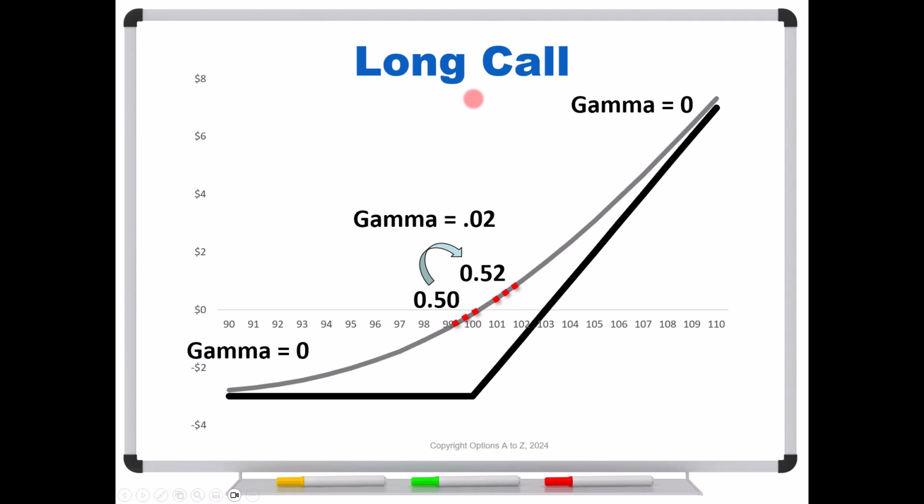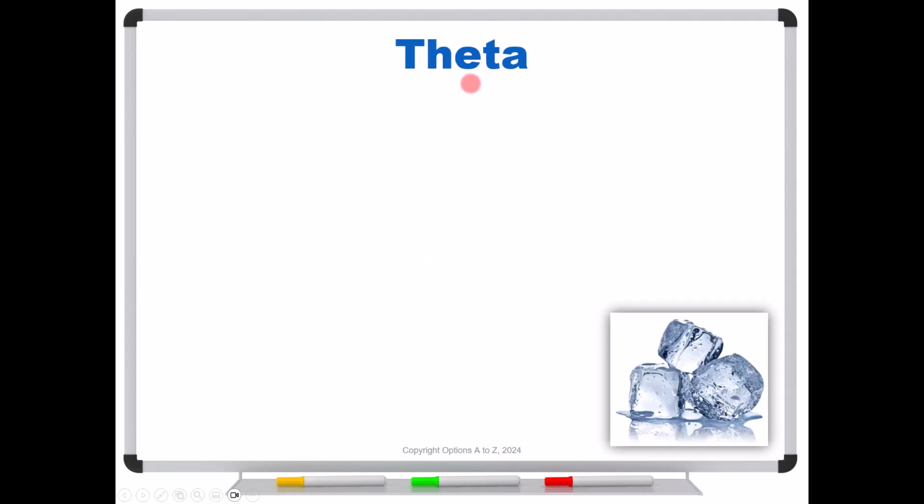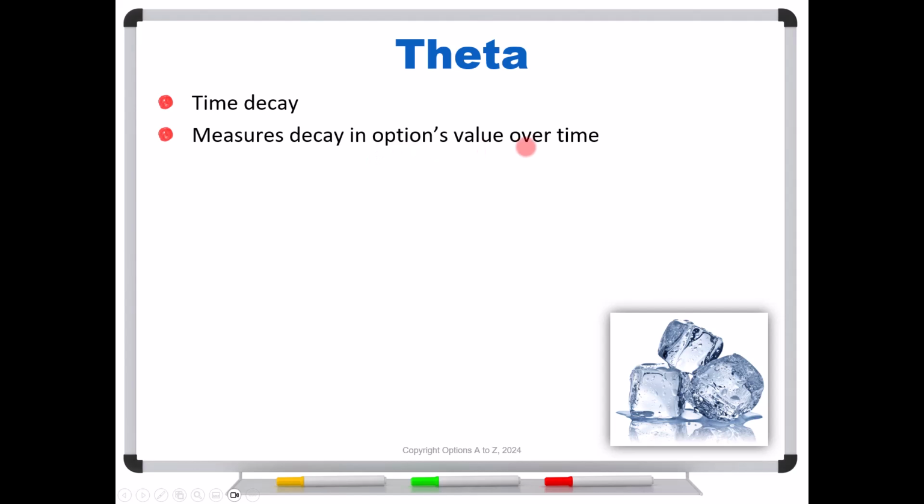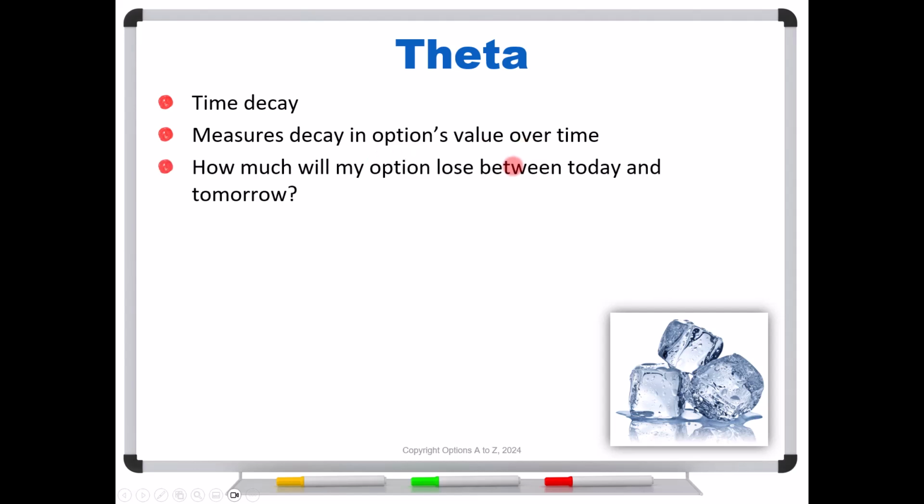All right, let's move to the next Greek on the list, theta. What is theta telling us? Well, we all know about time decay. If you buy an option, its price slowly bleeds away over time, or if you sell an option, it is slowly appreciating over time. Well, that's good information, but what's the better question? The better question is, by how much? If I have a $3 option, is it going to lose 5 cents between today and tomorrow, or $1.50? Well, that would be some pretty good information to know, and that's what theta is showing you. It measures the decay in the option's value over time. It answers the question, how much will my option lose between today and tomorrow?